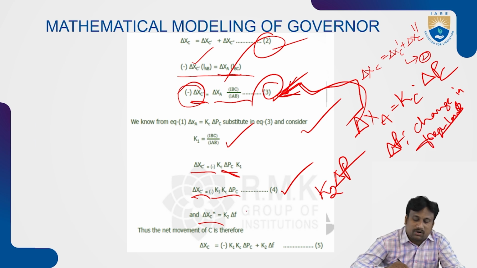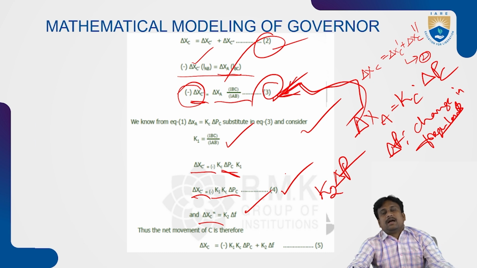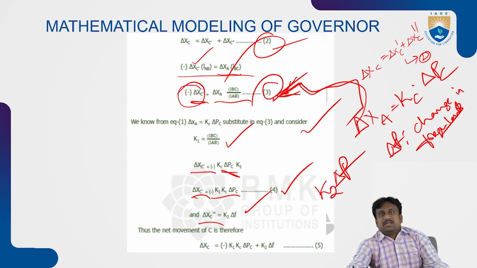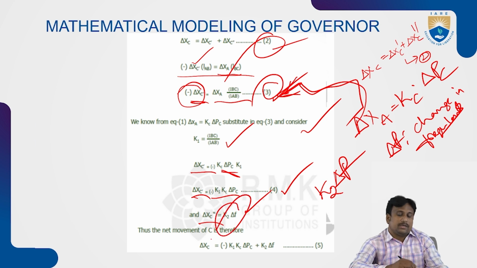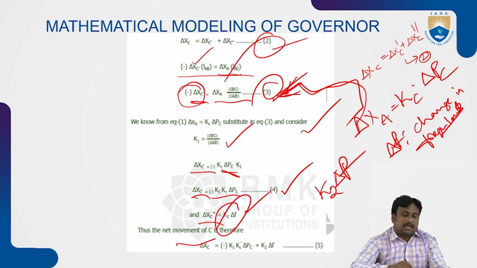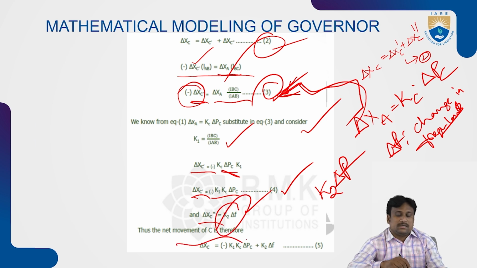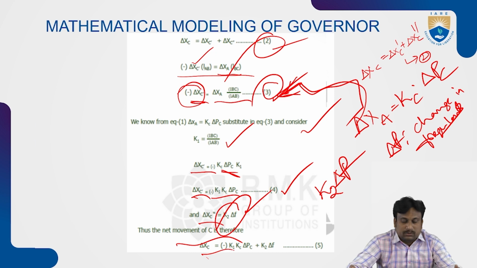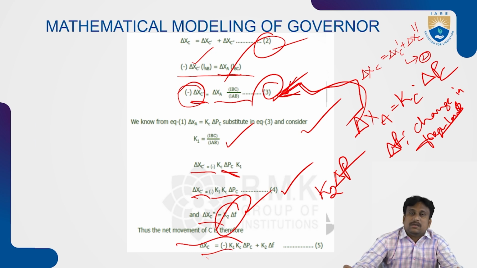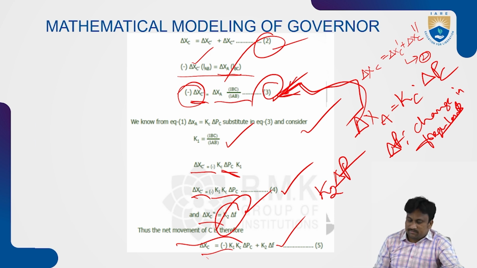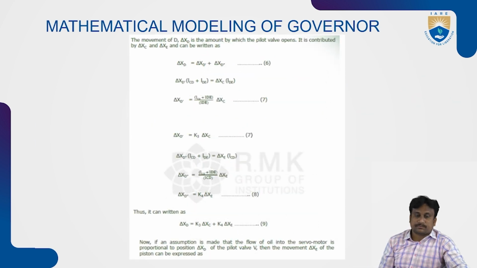And this coefficient may also represent that the change in frequency level is considered with the delta XC double dash as K2 delta F. So thus the net movement of C is considered as delta XC equals to minus K1 Kc delta Pc plus K2 delta F. So this is the equation 5 consideration.